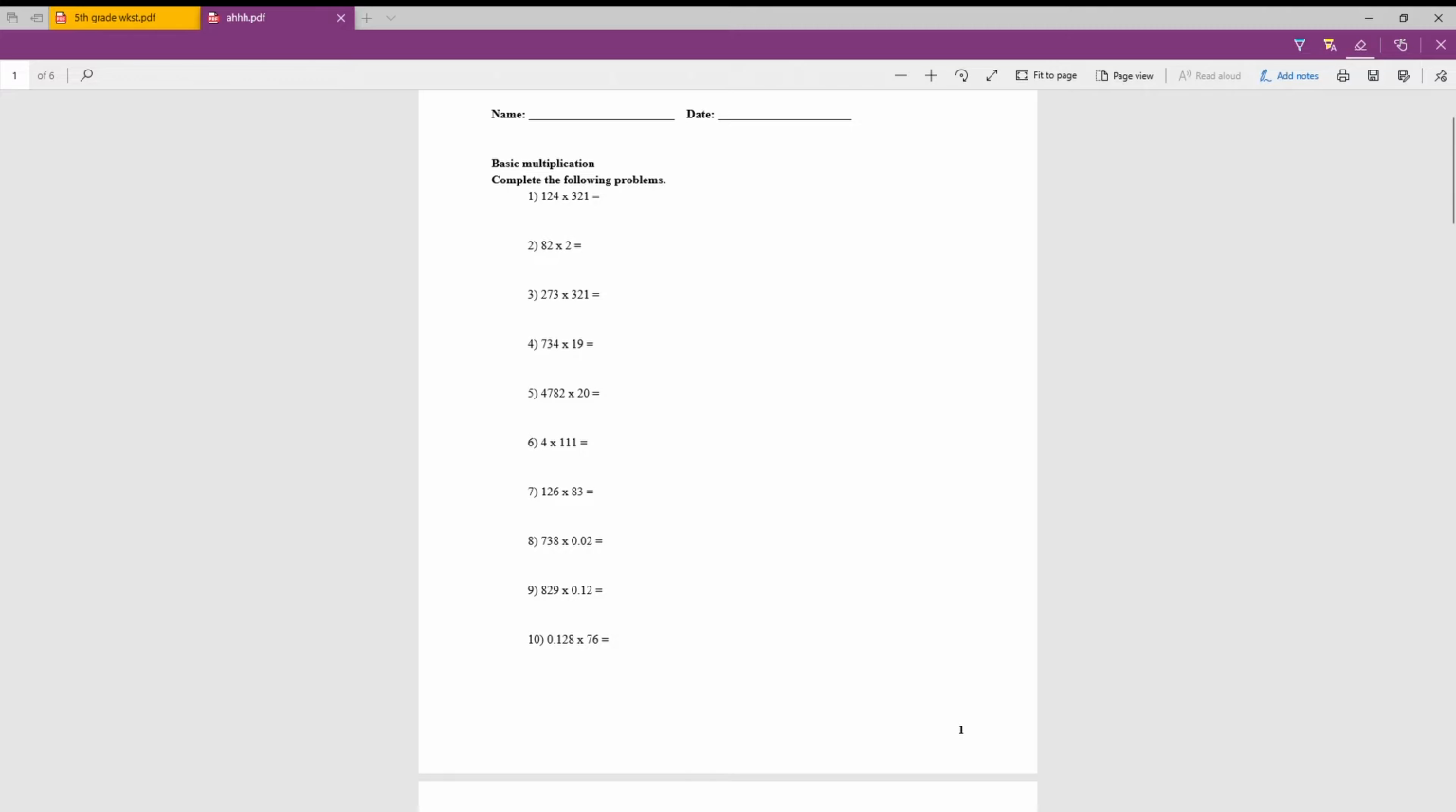So this week we're starting off simple. We have basic multiplication. Most of you should know how to do this. Just make sure to line up when you're multiplying, and then just multiply.